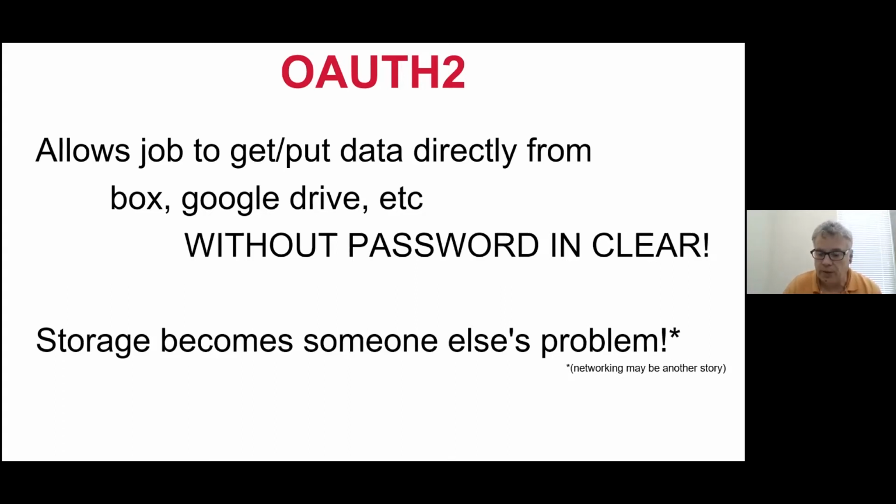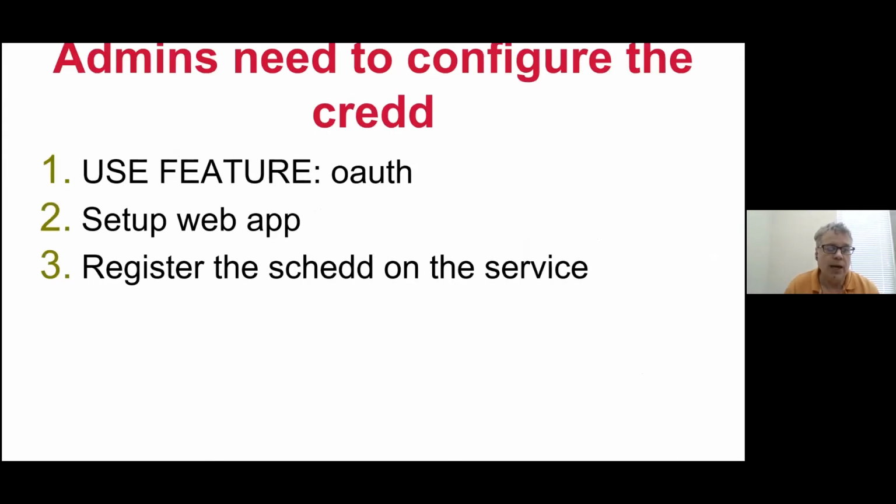Now, this doesn't come for free, like few things do. Admins need to set up a CredD in order for this to work. The CredD is a daemon that exists on an access point that manages and holds on to the credentials that OAuth2 needs. Now, to set it up, you use feature OAuth in the config file on the submit machine. You set up a web app or a web server on the submit machine, and you need to register this schedd on the service to let it know that it's willing and available and set up to get tokens from the third-party service. And again, I'm not going to go into painful detail on all of this.